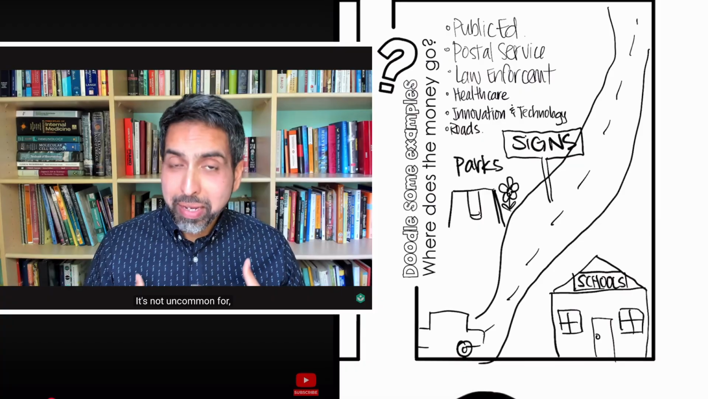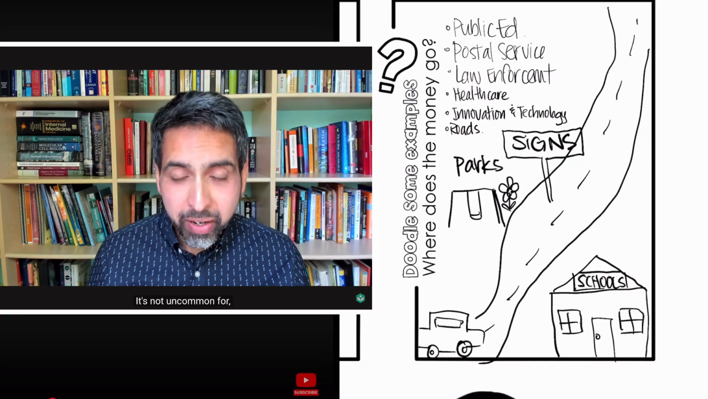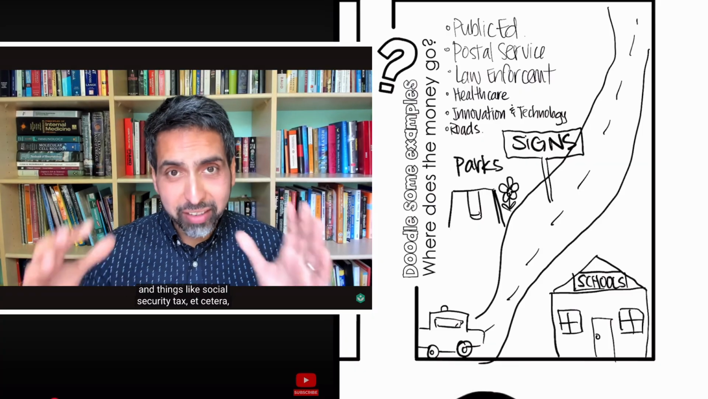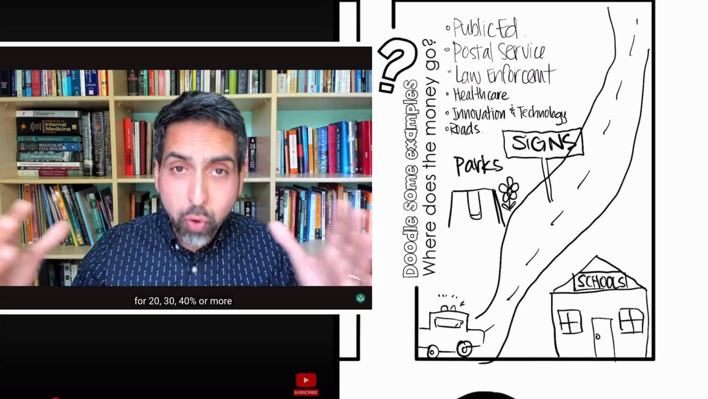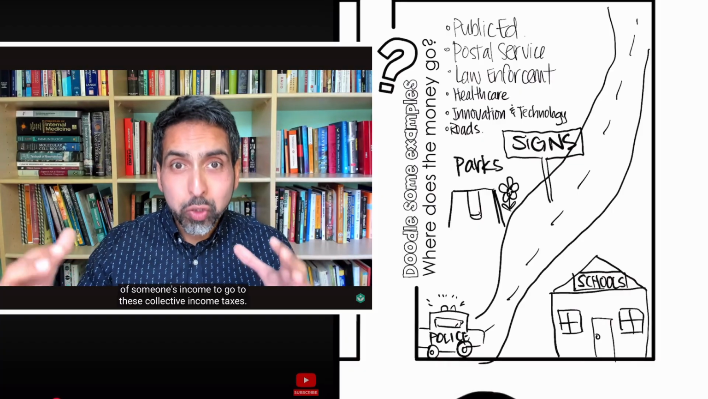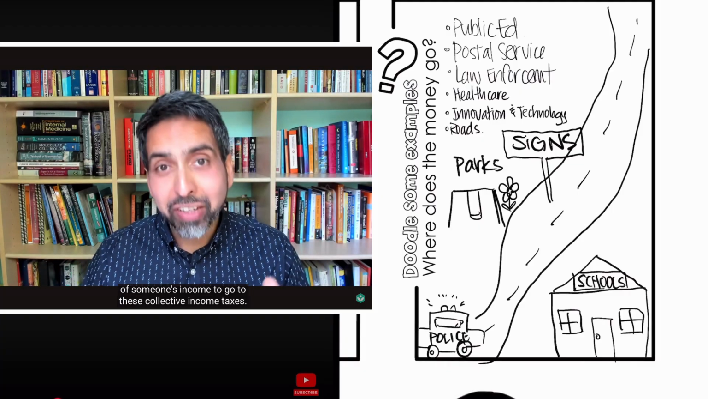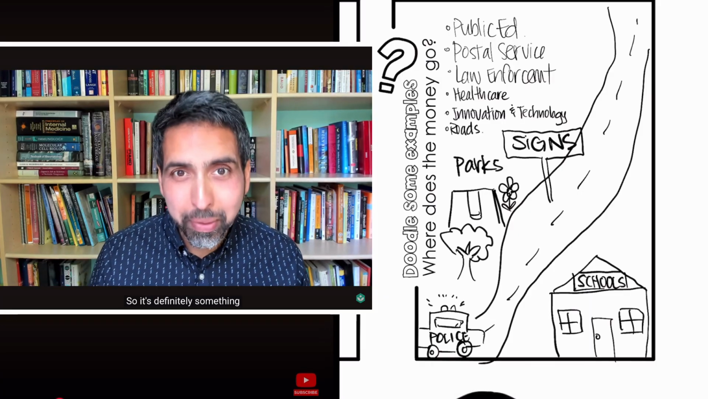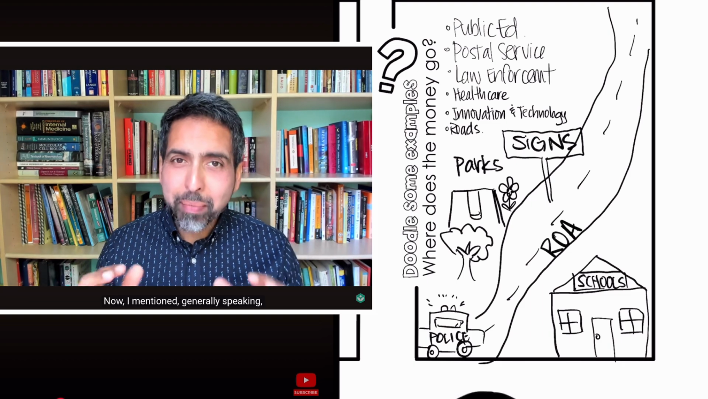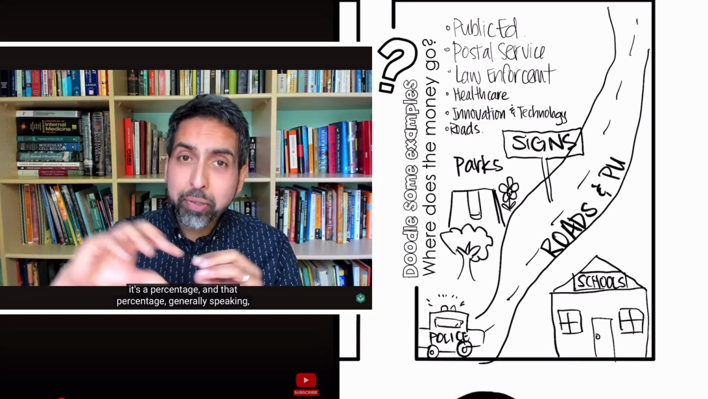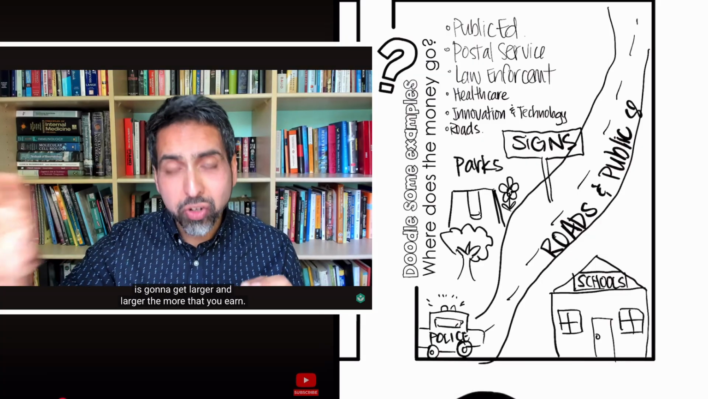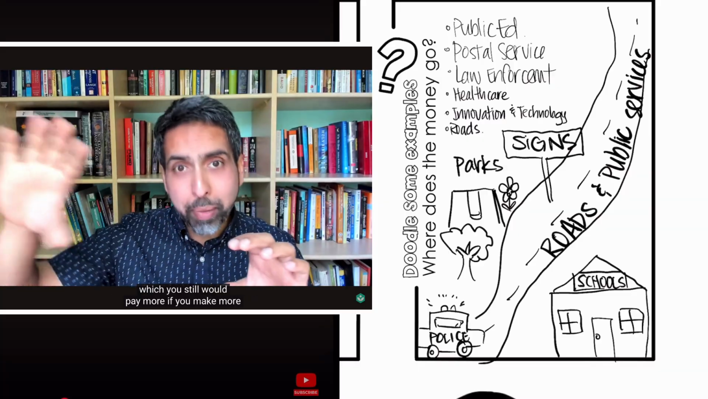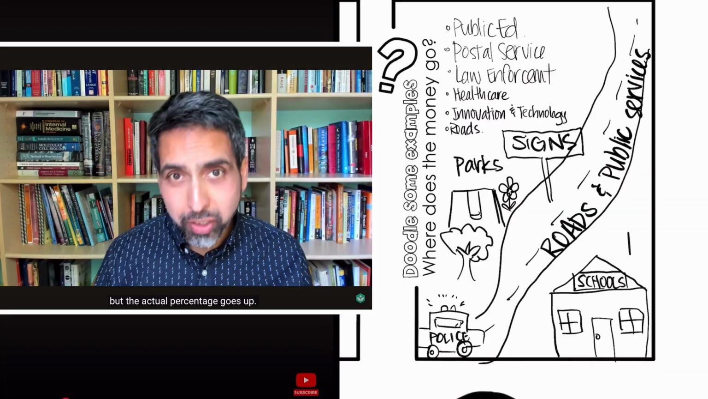It's not uncommon, between state and federal taxes and things like Social Security tax, for 20, 30, 40% or more of someone's income to go to these collective income taxes. So it is a significant part of folks' income. So it's definitely something that you should pay attention to. Now, I mentioned, generally speaking, it's a percentage, and that percentage is going to get larger and larger the more that you earn. And that's an important point, that it's not just a flat percentage, which you still would pay more if you make more, but the actual percentage goes up.